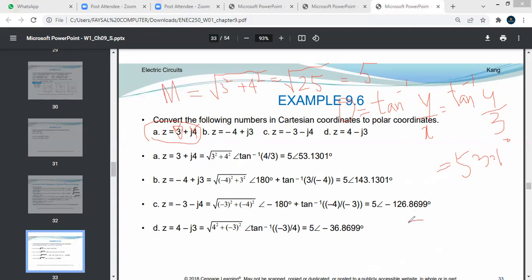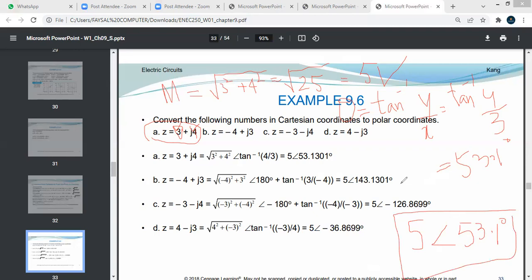For the answer, first I have to write the magnitude, that is my 5, which I found here. Then the angle, which is 53.1 degree. So this is the solution of part number A.